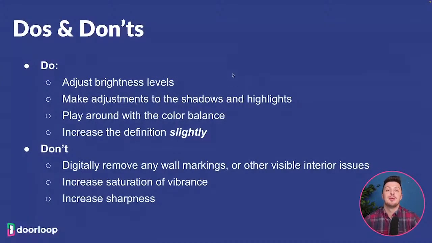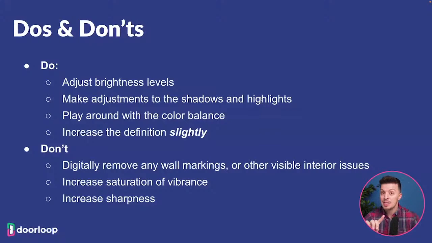So you want to adjust the brightness levels a little bit. If it's a little bit dark, you've let in as much light as possible through the sunlight, through the windows, through all the lights that you've turned on. But in most cases, you're still going to want to brighten up a little bit just to make the room really shine. Now, you also might want to make some adjustments to the shadows and the highlights.